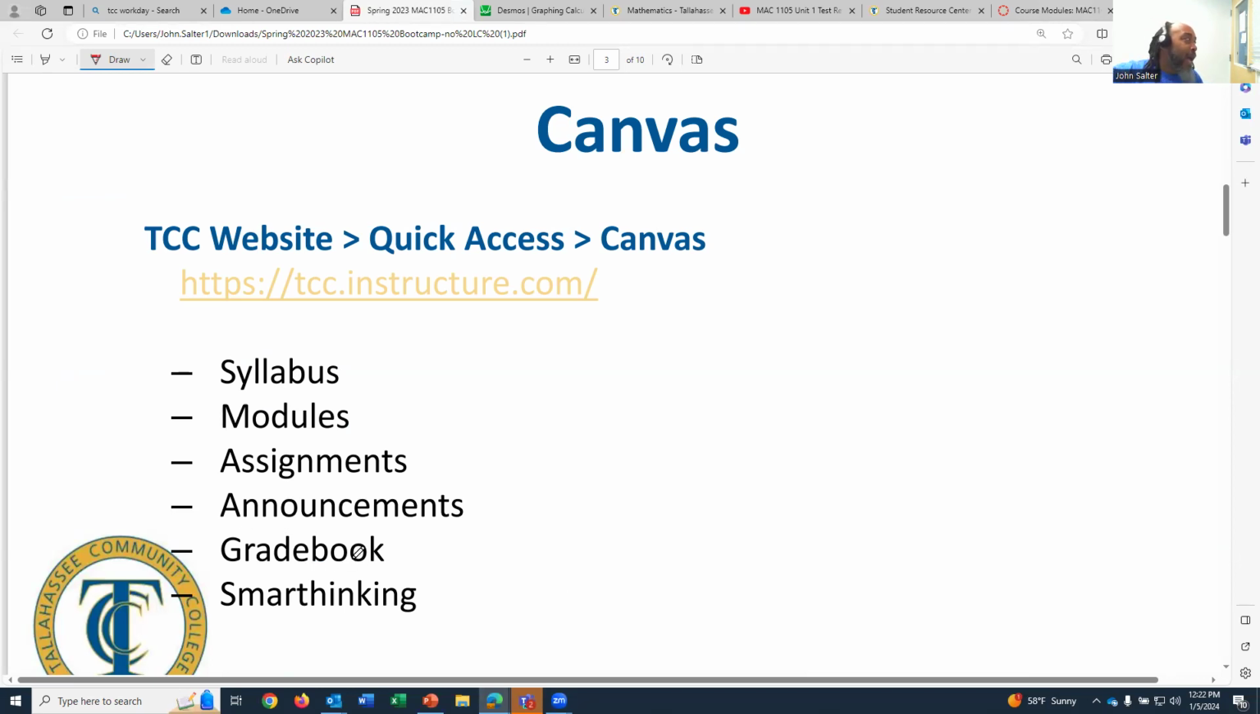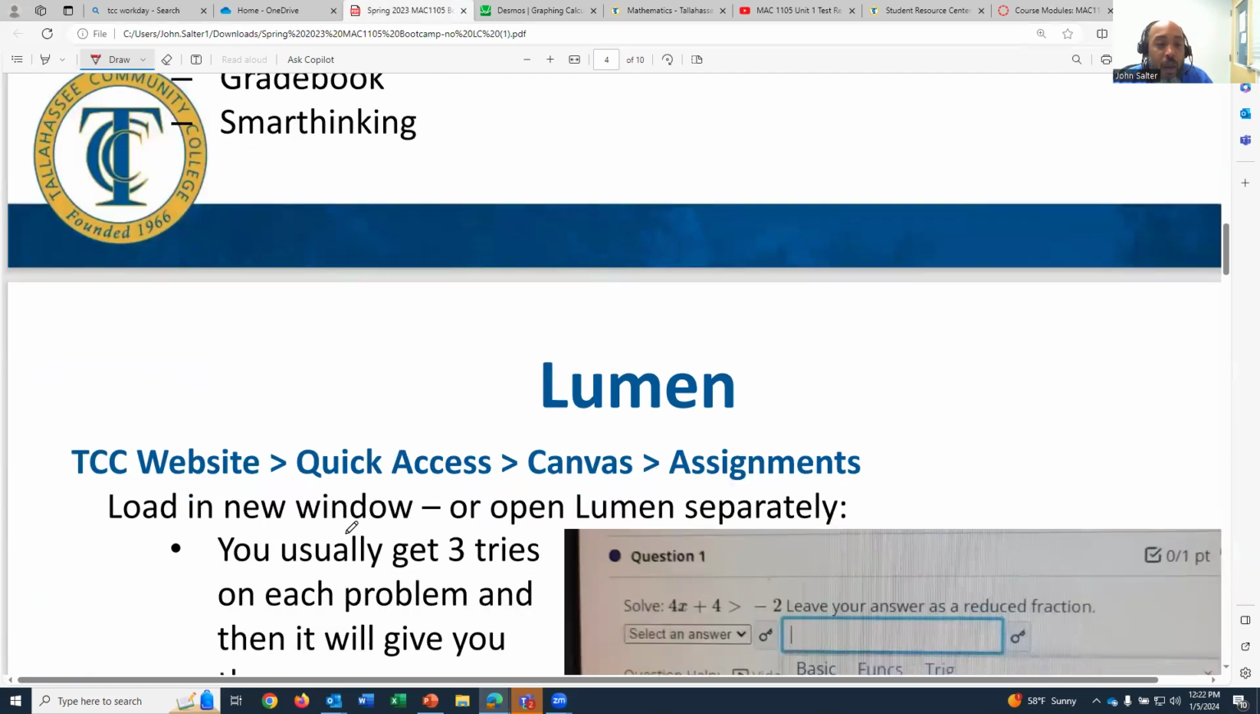Also, the grade book. I did not have access to that course's grade book because I was not the teacher, and respectfully, I don't want to see anybody's grades like that. But in yours, you'll be able to see what your scores were for all the assignments you had turned in. Okay. All right.